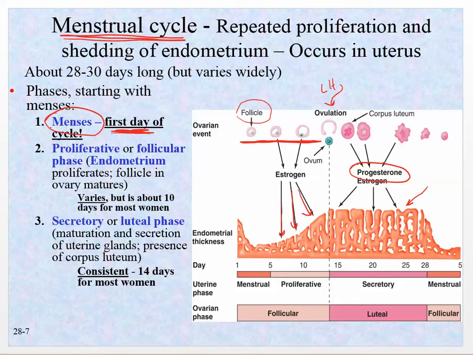So we have the first day, which is menses, and then we have the proliferative phase, or the follicular phase if we're talking about the ovarian cycle.